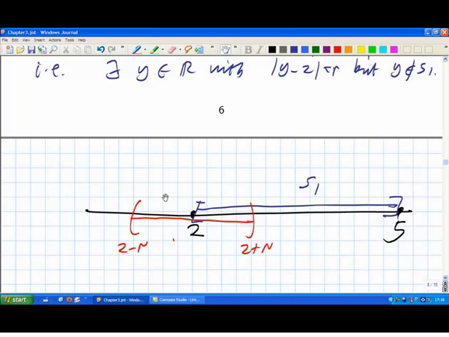So where do I look for that point? As you can see, it's somewhere over here. And I like to give explicit formulae in these situations. So in terms of little r, who can think of a formula for a point you could choose that would definitely be in that open interval and not in the set S1? Any suggestions? Can anyone think of a formula?